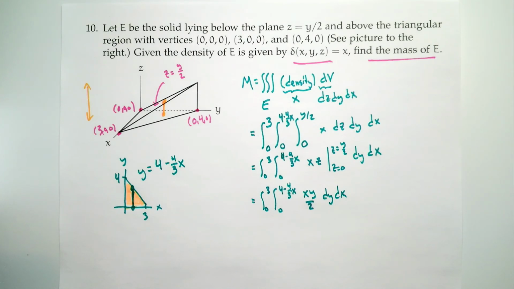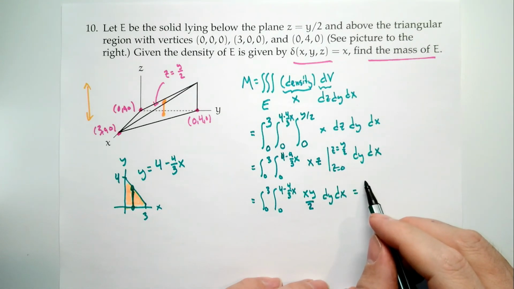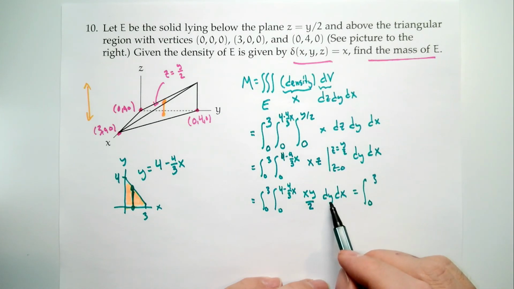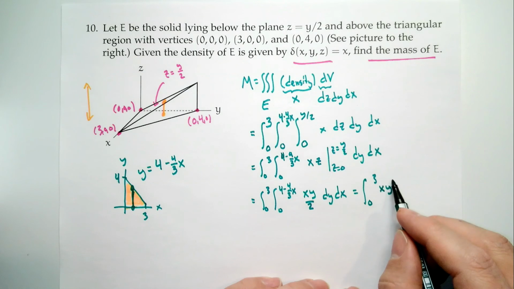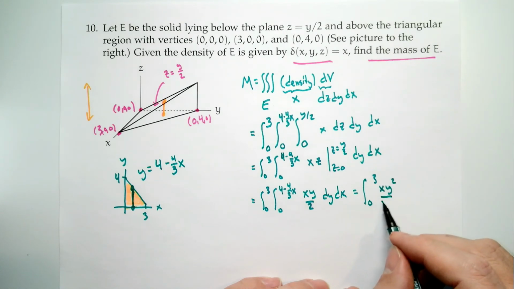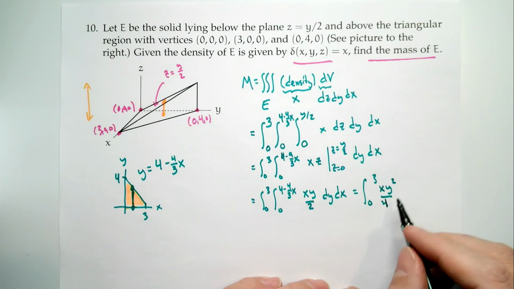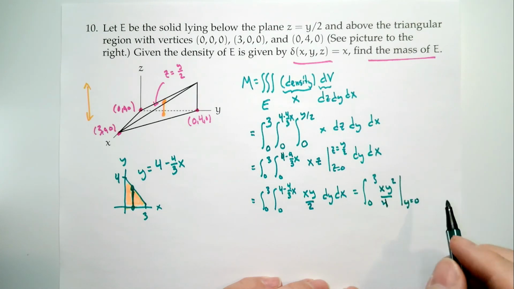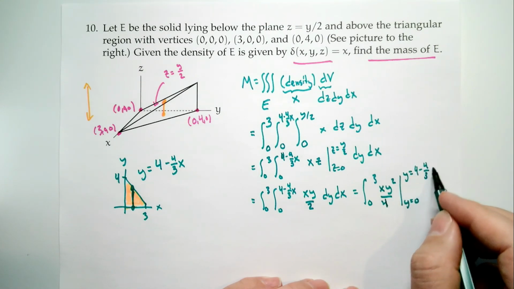Well, okay. The next layer is still not too bad, right? Because what is that going to be? Integral 0 to 3. If we integrate this with respect to y, there is a y there. So we're going to end up with xy squared over 4, because y squared divided by 2, there's already a 2. And we're going to evaluate that from y equals 0 up to y equals 4 minus 4/3 x.